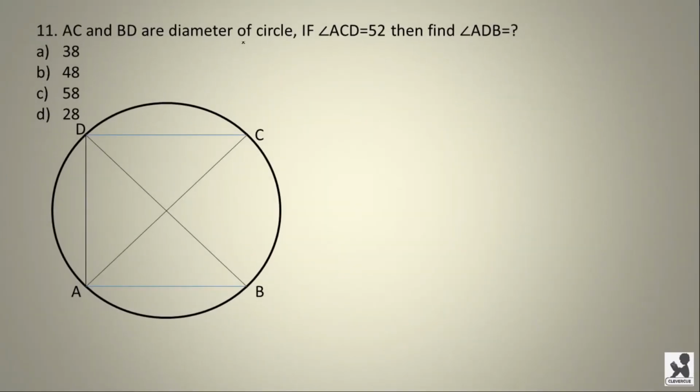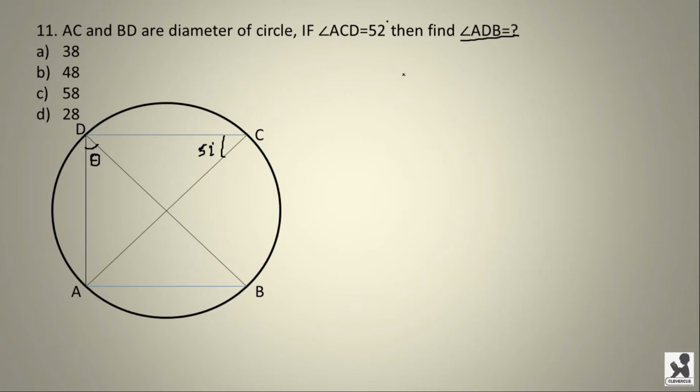AC and BD are diameters of a circle. If angle ACD is equal to 52 degrees, here angle ACD is given as 52 degrees, then find angle ADB. Angle ADB is asked. So let us consider this as theta.